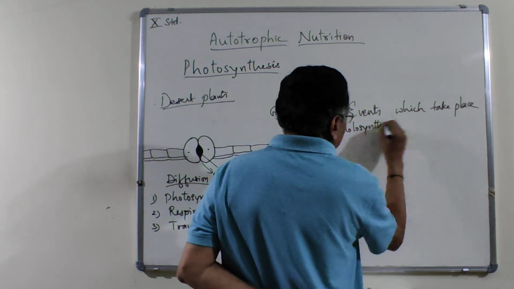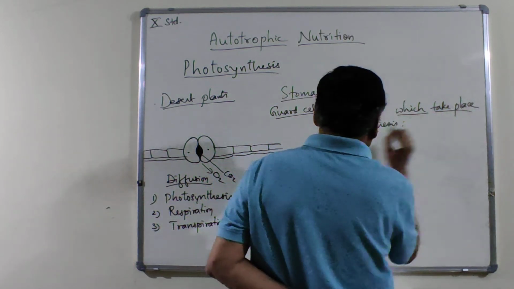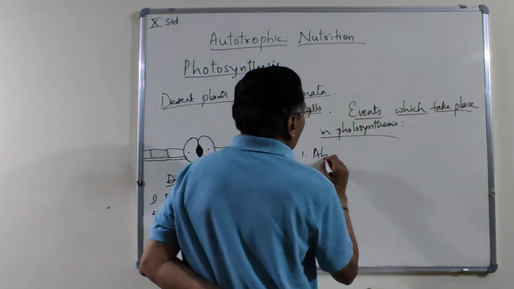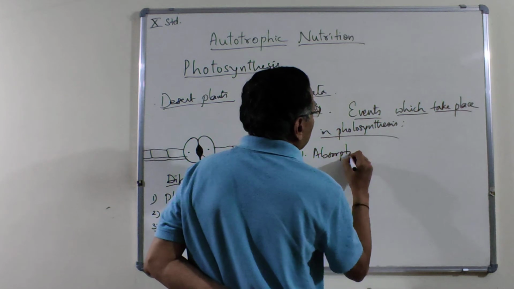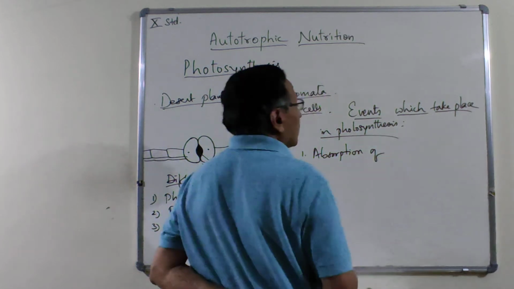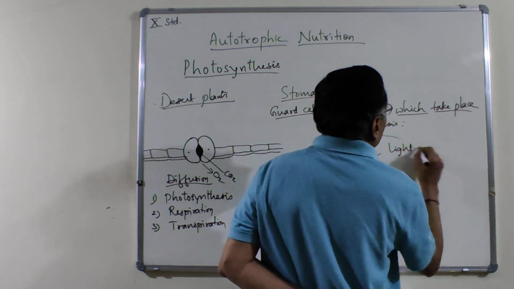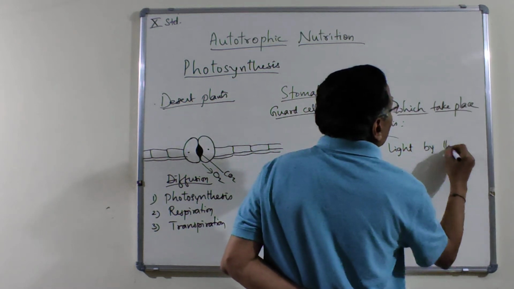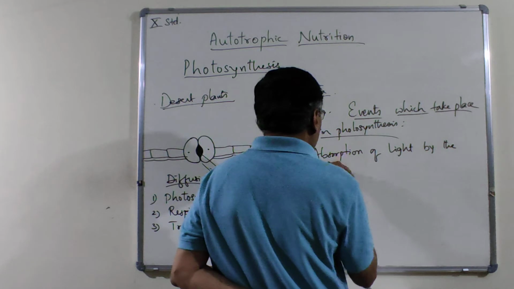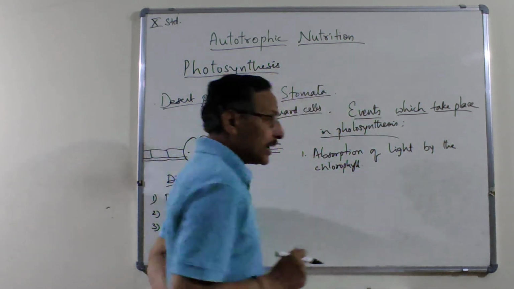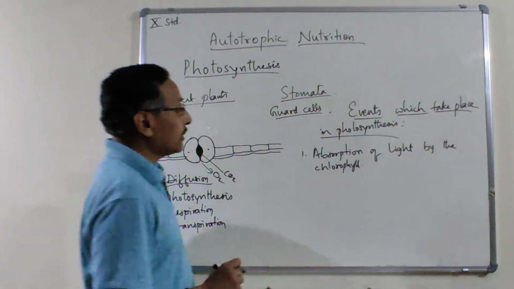One is absorption of light by the chlorophyll. The most important part is absorbing light energy from the sun.